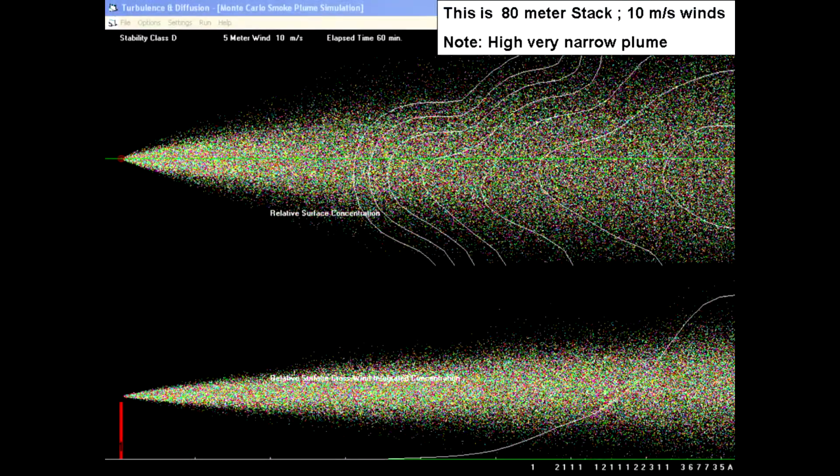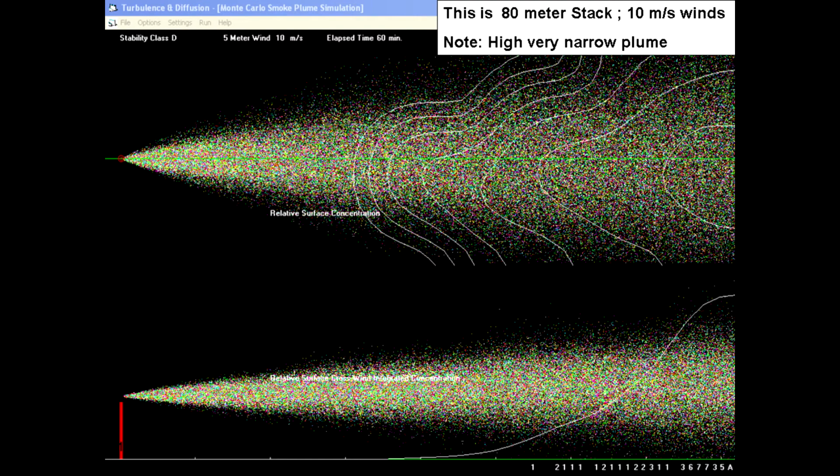In our next example, let's elevate the stack back up now and change the stability, or the turbulence. Where our previous two were unstable, this one will be stable conditions. We'll make the atmosphere less conducive to mixing, and we'll raise the wind speed up to 10 meters per second again. Notice now that this plume is much narrower. You don't get the mixing that we showed in the previous example.